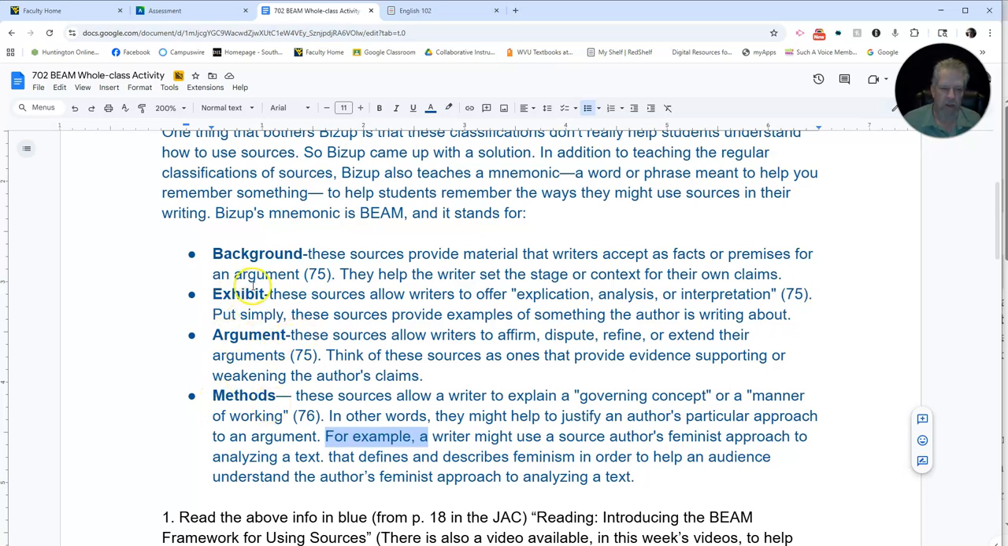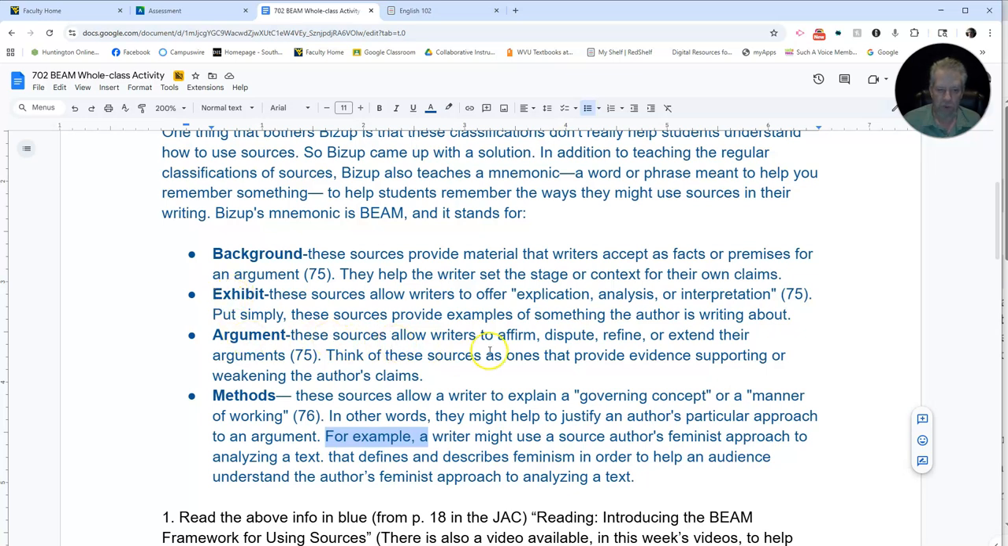Argument and methods. Background is just what it sounds like. These are sources that you would use to help you talk about how a particular topic came to be a problem. When did that topic first happen, when did it become controversial, and why did it become controversial? So the background stuff is just like the history of it, the things that would help you to write background information. Then, if you're using a source to help you provide examples of something or interpret something, those will be exhibit, right? That'd be E.